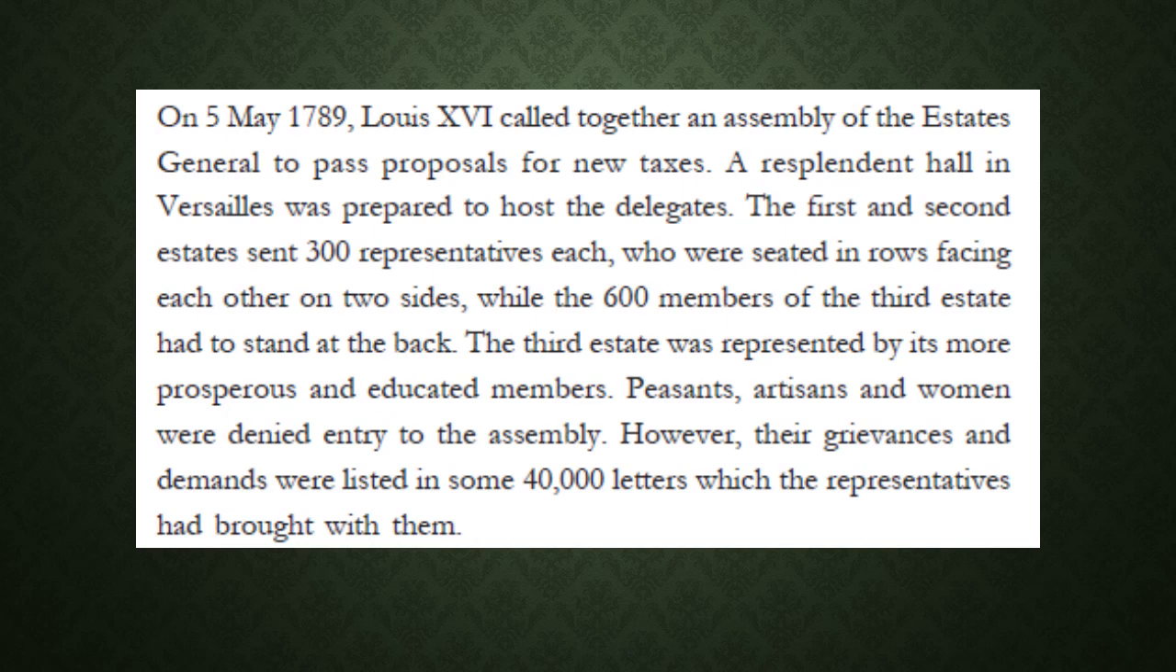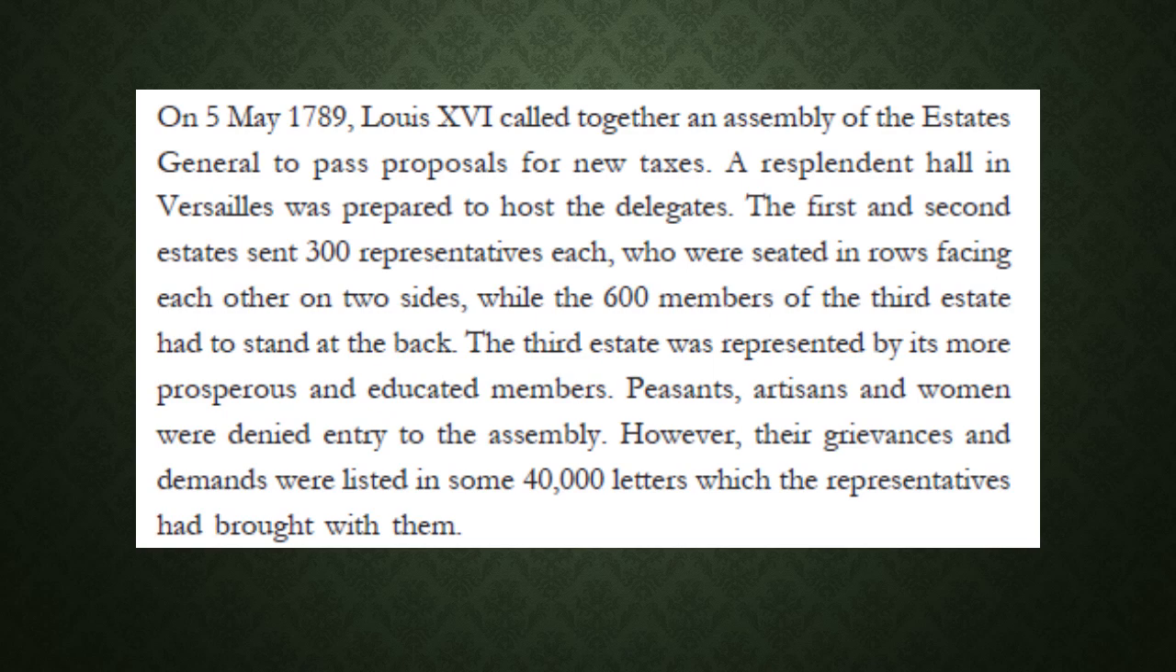The Third Estate was represented by its more prosperous and educated members. Peasants, artisans, and women were denied entry to the assembly. However, their grievances and demands were listed in some 40,000 letters which the representatives had brought with them.